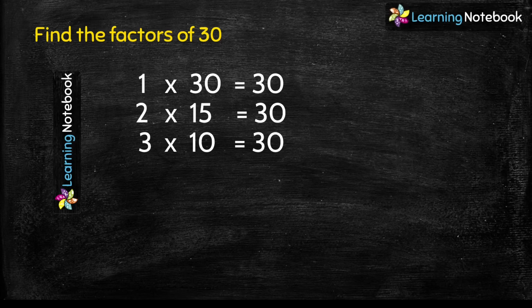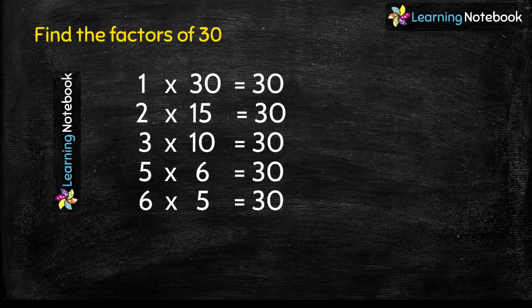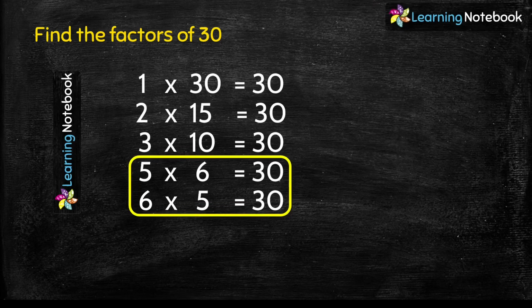Now, in table of 5, 5 into 6 equals 30. And in the table of 6, 6 into 5 equals 30. But students, we have already covered it as 5 into 6 equals 30. So it means we have to stop here.